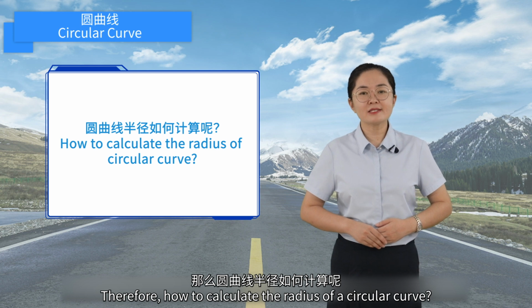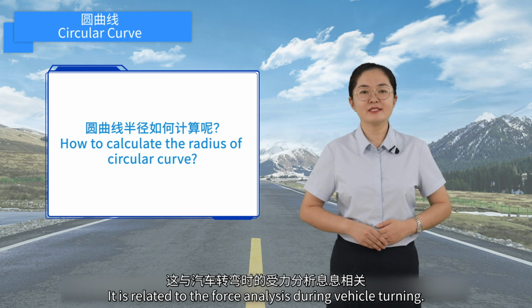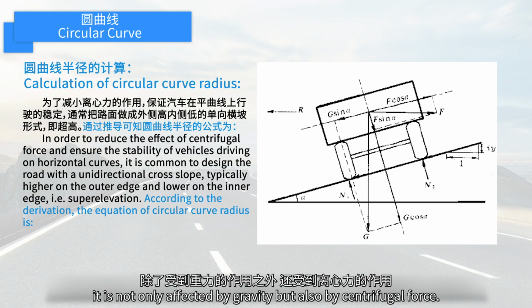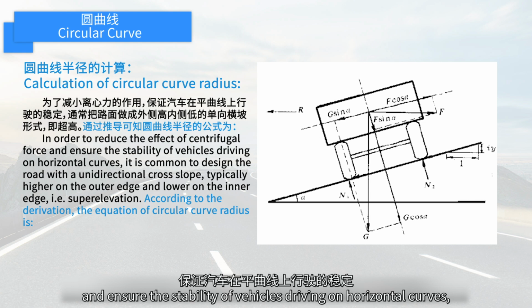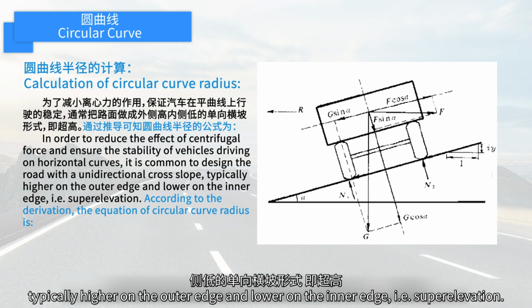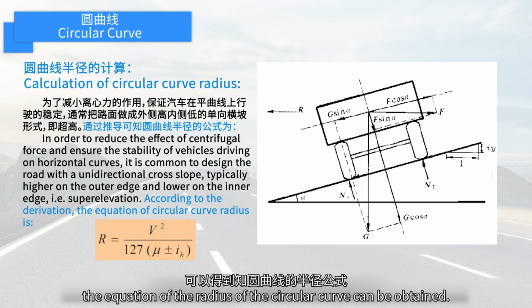Therefore, how to calculate the radius of a circular curve? It is related to the force analysis during vehicle turning. When the vehicle travels on a curve, it is not only affected by gravity but also by centrifugal force. In order to reduce the effect of centrifugal force and ensure the stability of vehicles driving on horizontal curves, it is common to design the road with a unidirectional cross slope, typically higher on the outer edge and lower on the inner edge, i.e., superelevation. According to the derivation, the equation of the radius of the circular curve can be obtained.